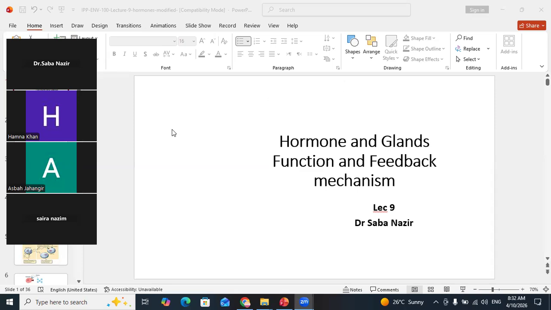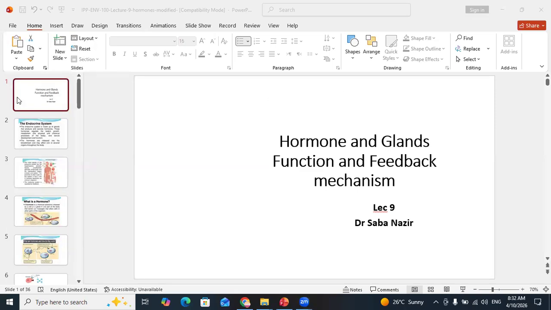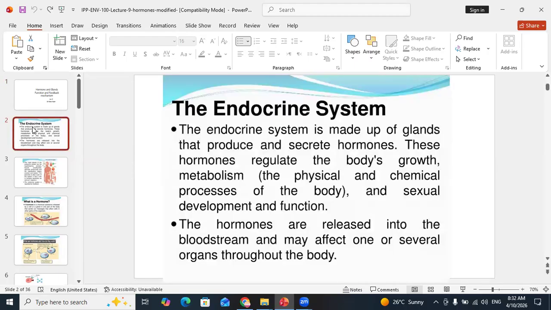We have got two types of control system. One is nervous control and the other is hormonal control. We have different body systems, and one of the body systems is the endocrine system. The endocrine system refers to a system that is made up of many different glands that are present in the body. In our body, there are different types of glands.